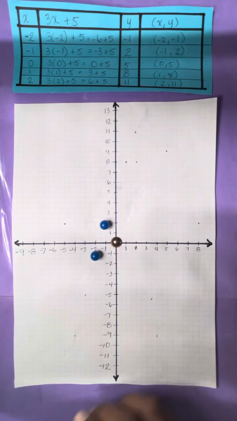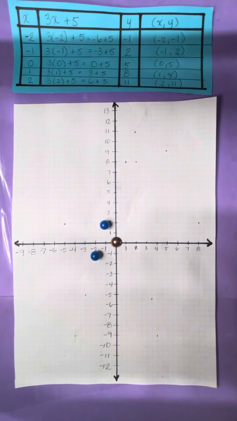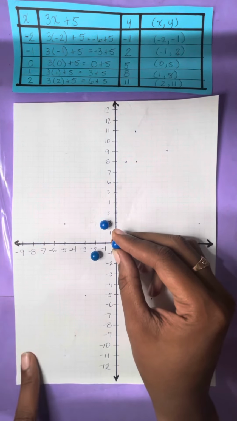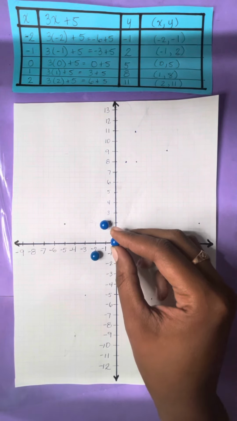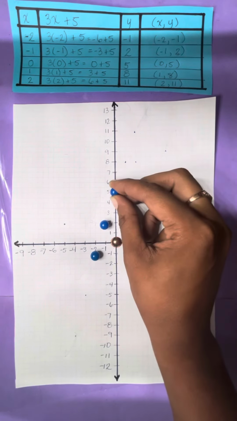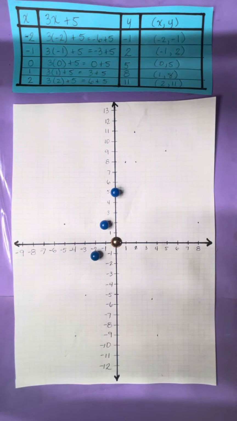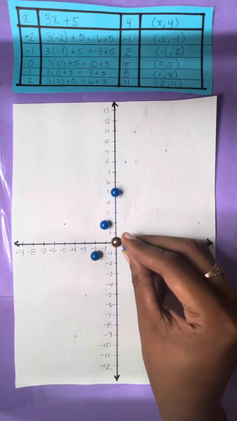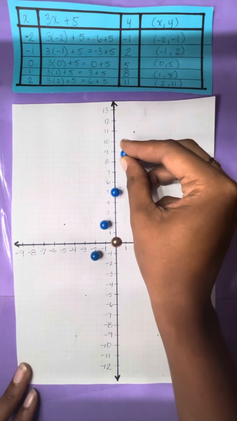The third point is (0, 5). 0 means that we don't move left to right. We stay at 0, and we go up to 5. Our next point is (1, 8). So we go over to +1 and up to +8.